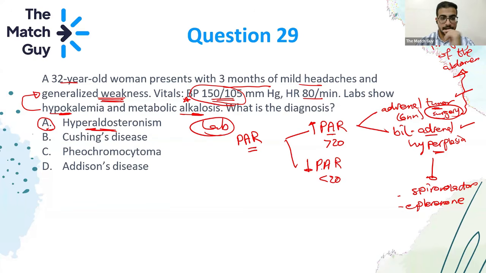This means that here, the primary event that happened is we have increased renin. And you guys know the cascade, the famous RAS system, renin, angiotensin, aldosterone system. So if there is something primarily increasing the renin, and that's causing a secondary increase in aldosterone, what are we thinking of here mostly? I'm thinking one of the very most high-yield causes in USMLE is renal artery stenosis.